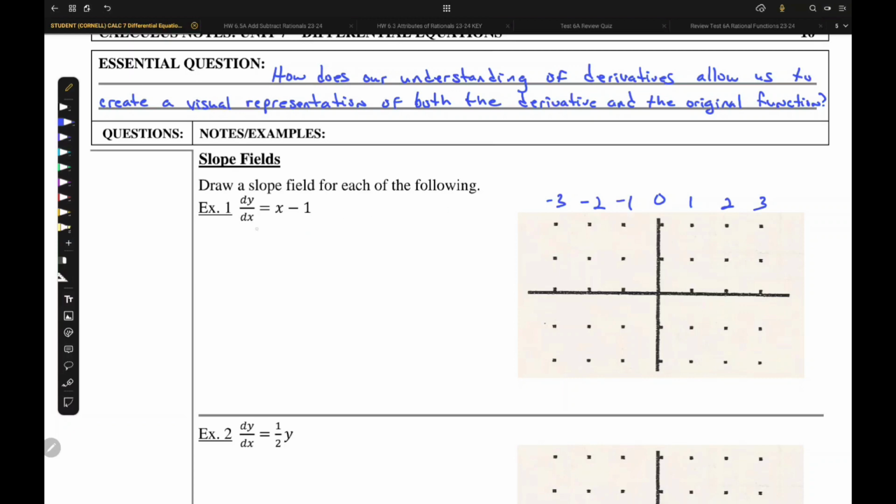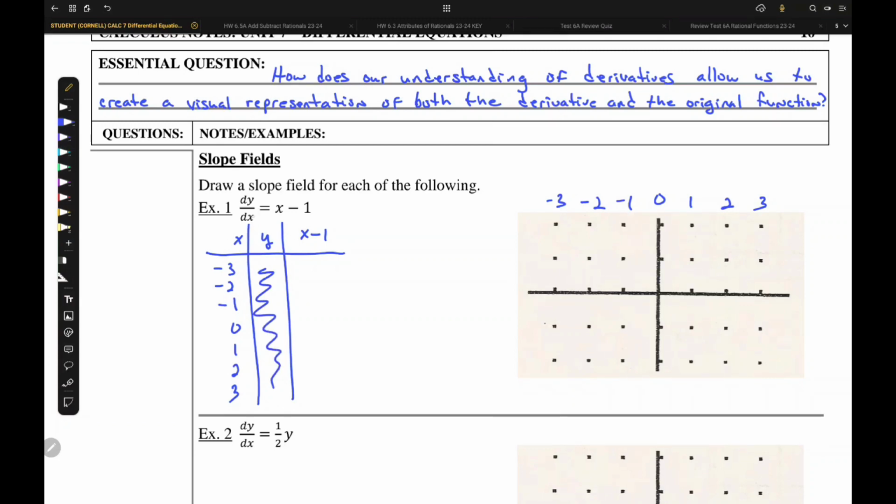When we sketch this graph of the slope field, we need to kind of set a table up, right? So we have our x's, we have our y values, and we have our dy dx or our x minus 1 values. And so here's what we're going to do. We're just going to plug our x values in, and so we'll start from the smallest x value, go -3, -2, -1, 0, 1, 2, and 3. There are no y values, so that's pretty nice. And remember, this dy dx is equal to x minus 1. Well, this is the rate of change.